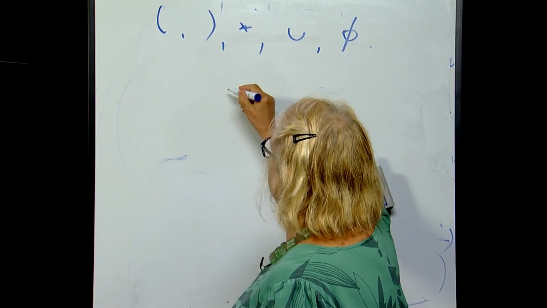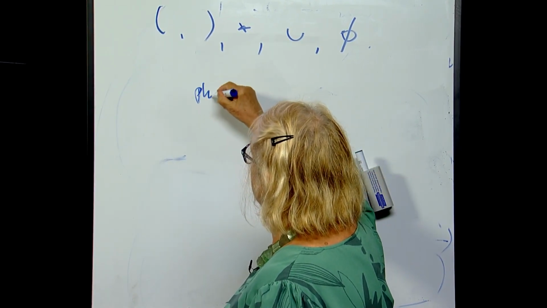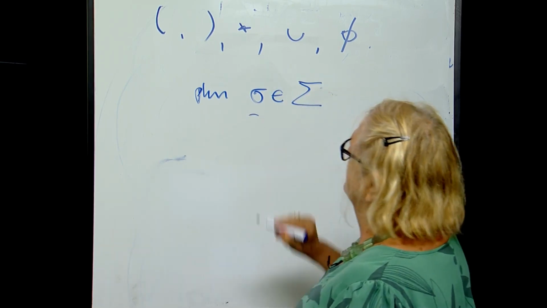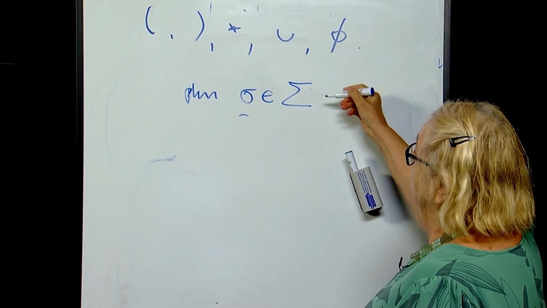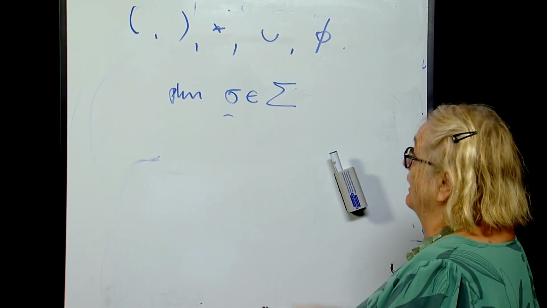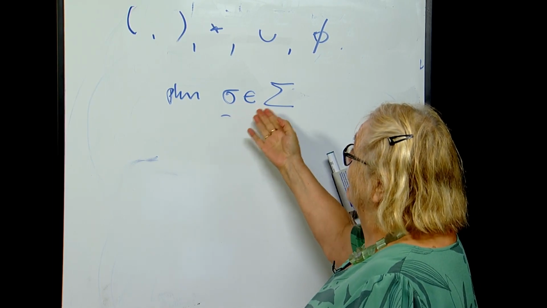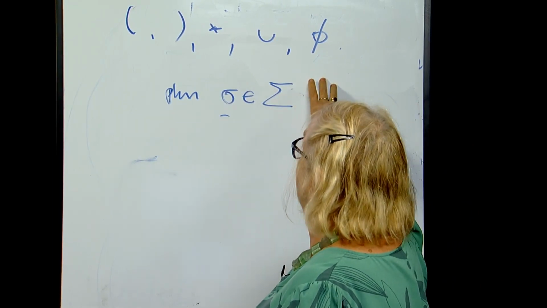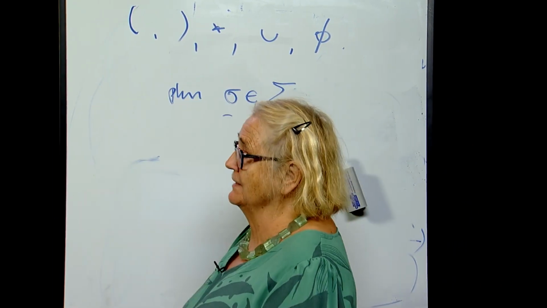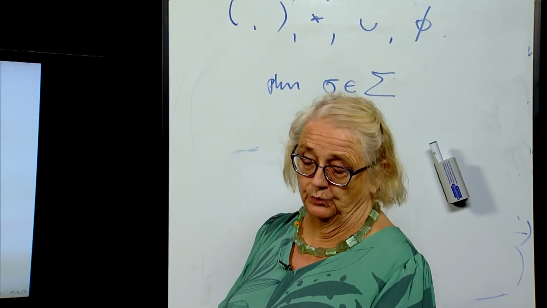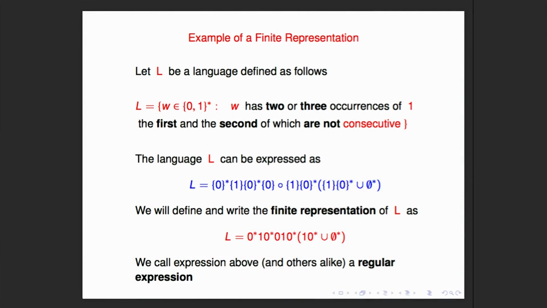And, of course, plus c, any element of sigma. Sigma in sigma, sigma is the alphabet. An alphabet is a finite set, so all the sigmas are finite, and you have finite elements, and then you have extra elements. And this one, we use those expressions to describe the language.